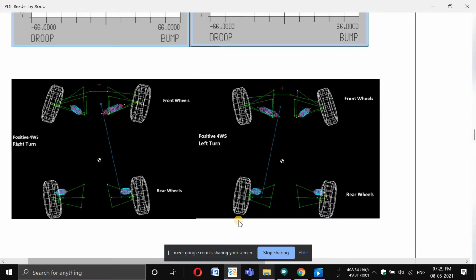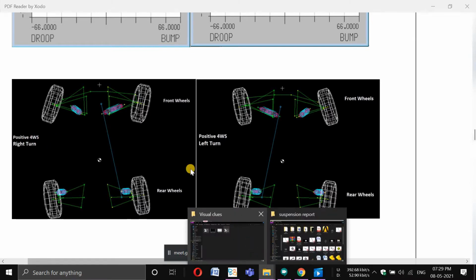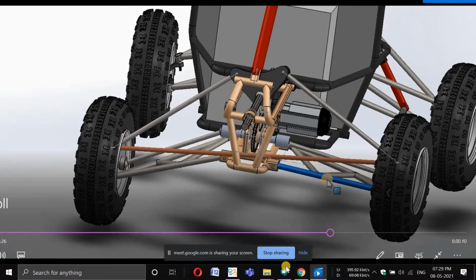I think I could show the simulation. This is with respect to this design.